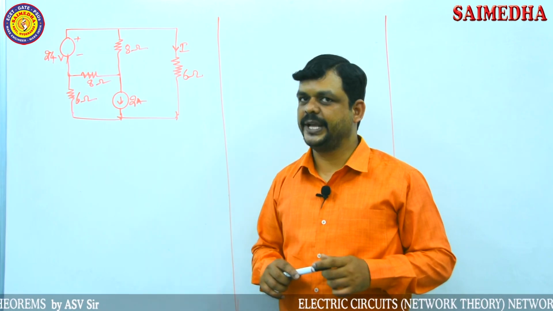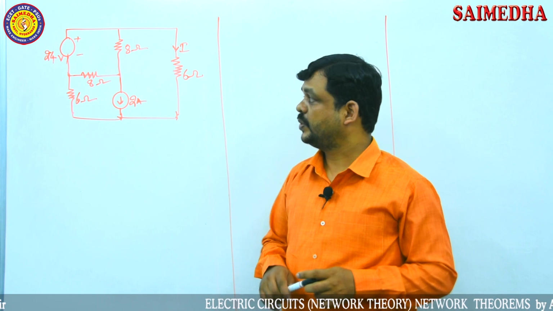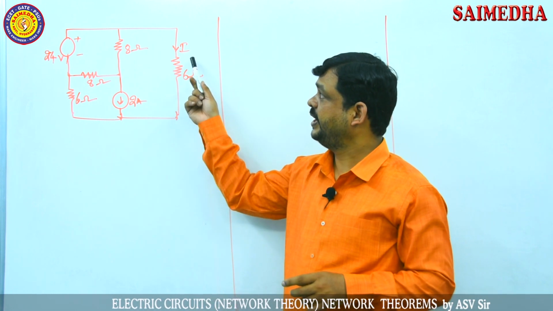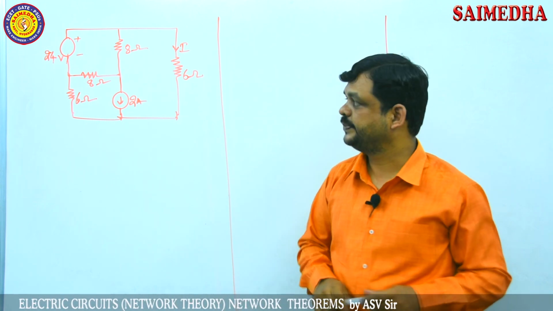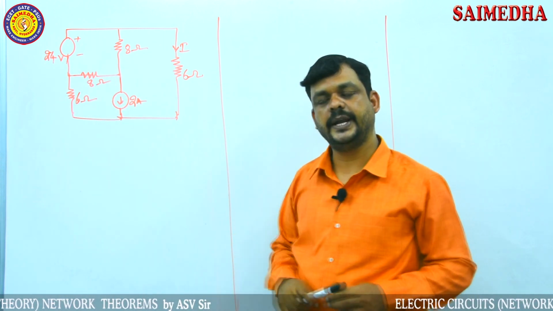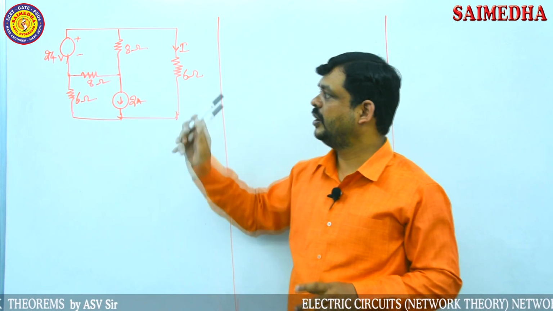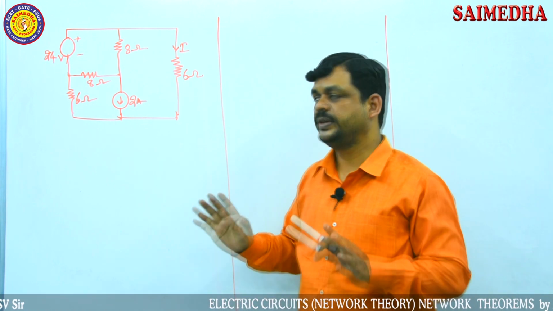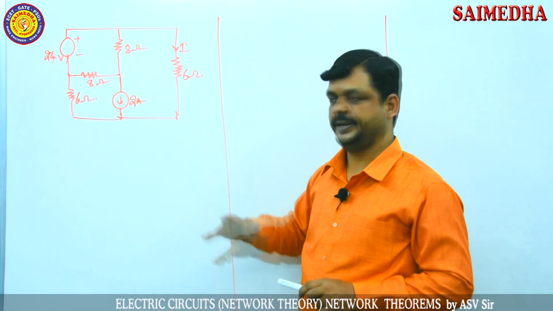This is another competitive exam question. The question is to find I from the given circuit. Two sources are connected, a 24 volt voltage source and a current source, and all the remaining elements are resistors. Now find the current I.